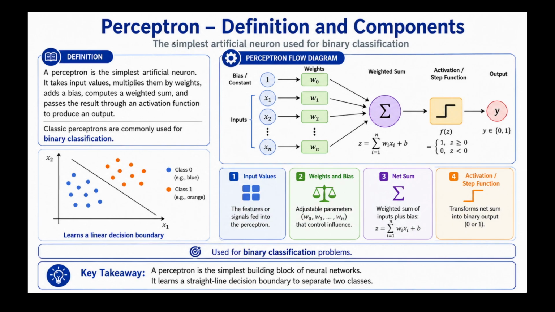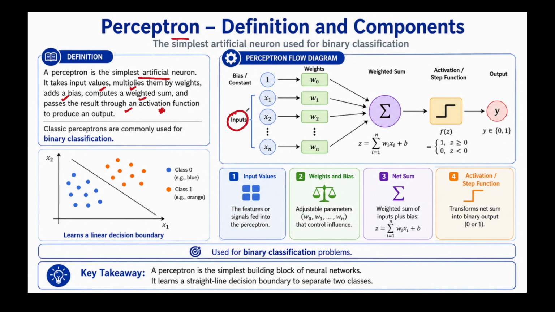Now let us understand the simplest building block of neural networks, that is the perceptron. In episode 2, we compared a biological neuron and an artificial neuron. Now we are looking at the artificial neuron more technically. A perceptron takes input values, multiplies them by weights, adds a bias to it and computes a weighted sum, and then passes the result through an activation function to produce an output. Let us break this down slowly.